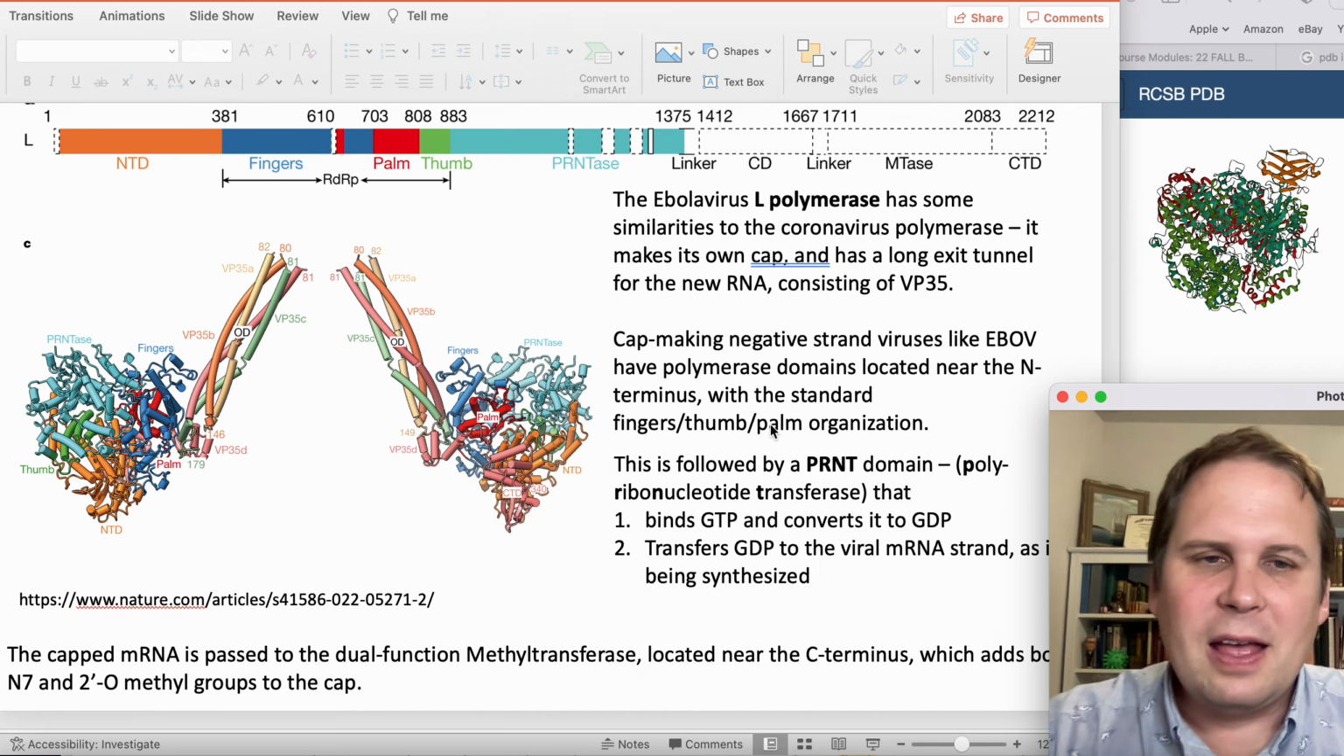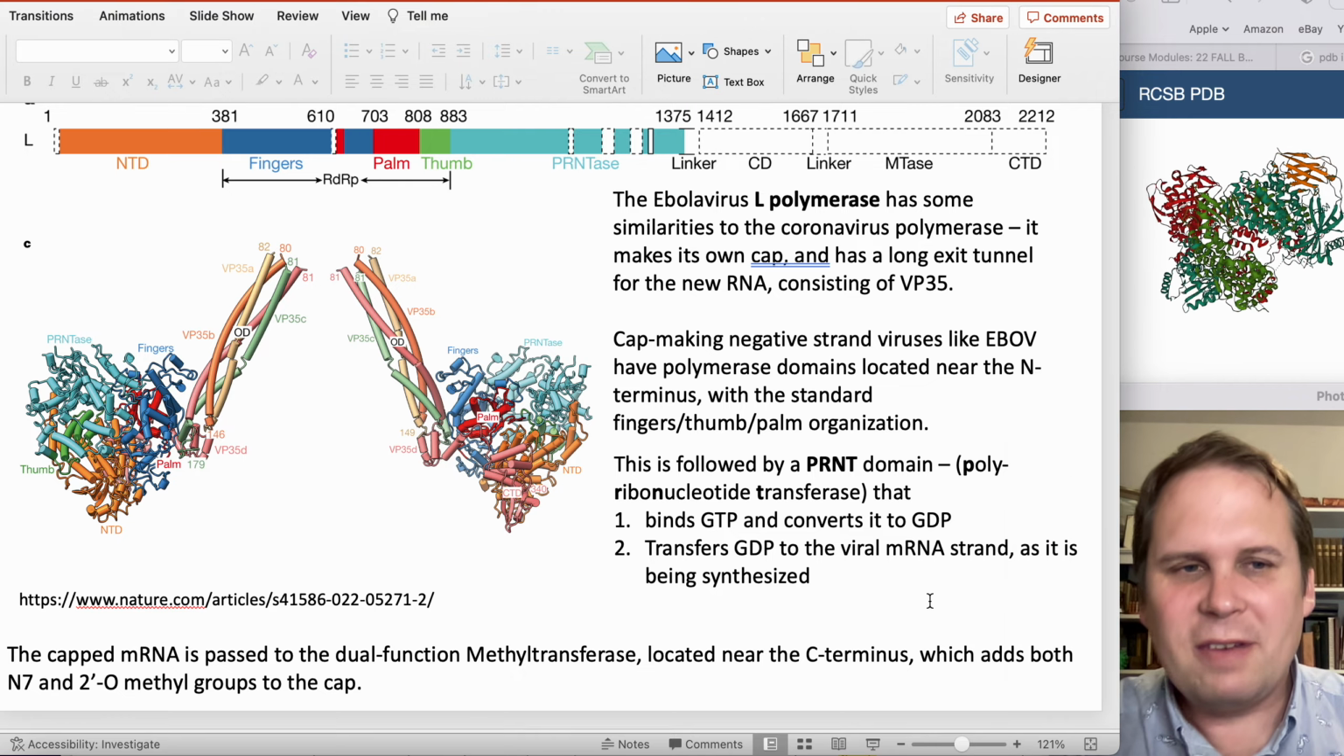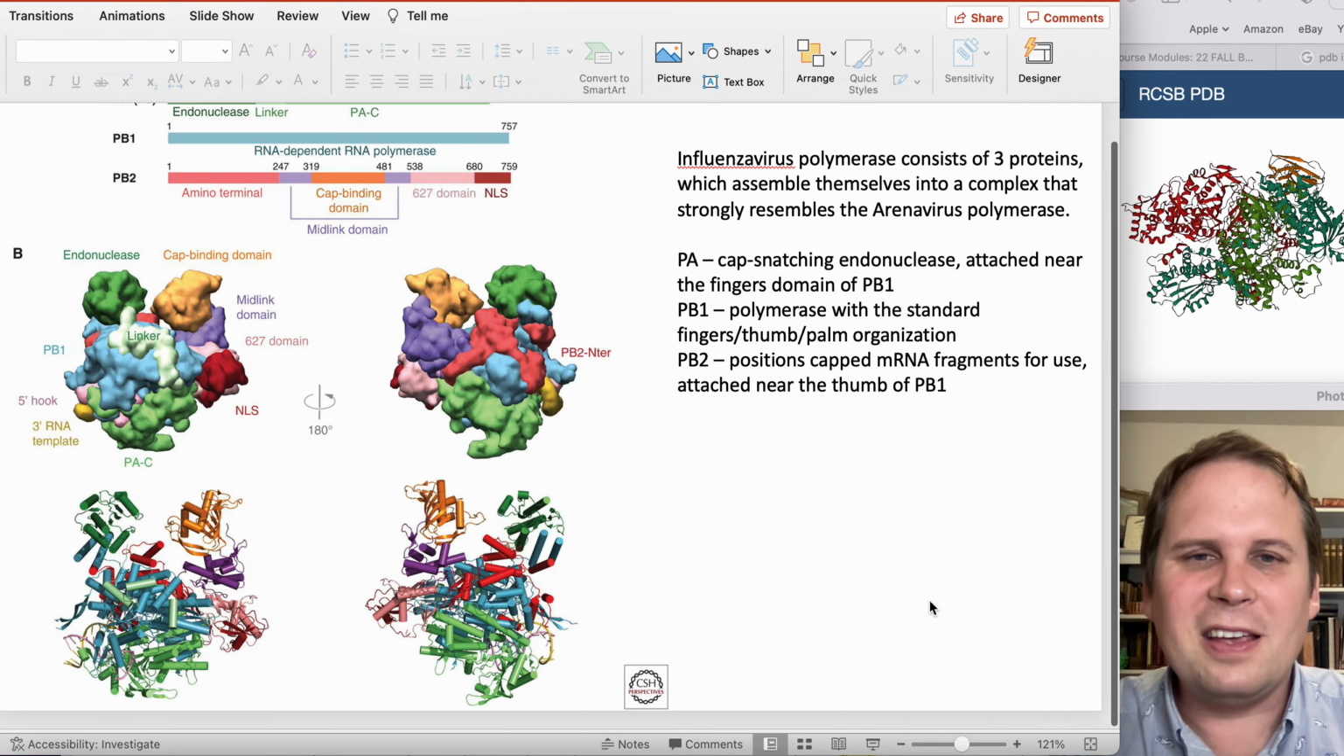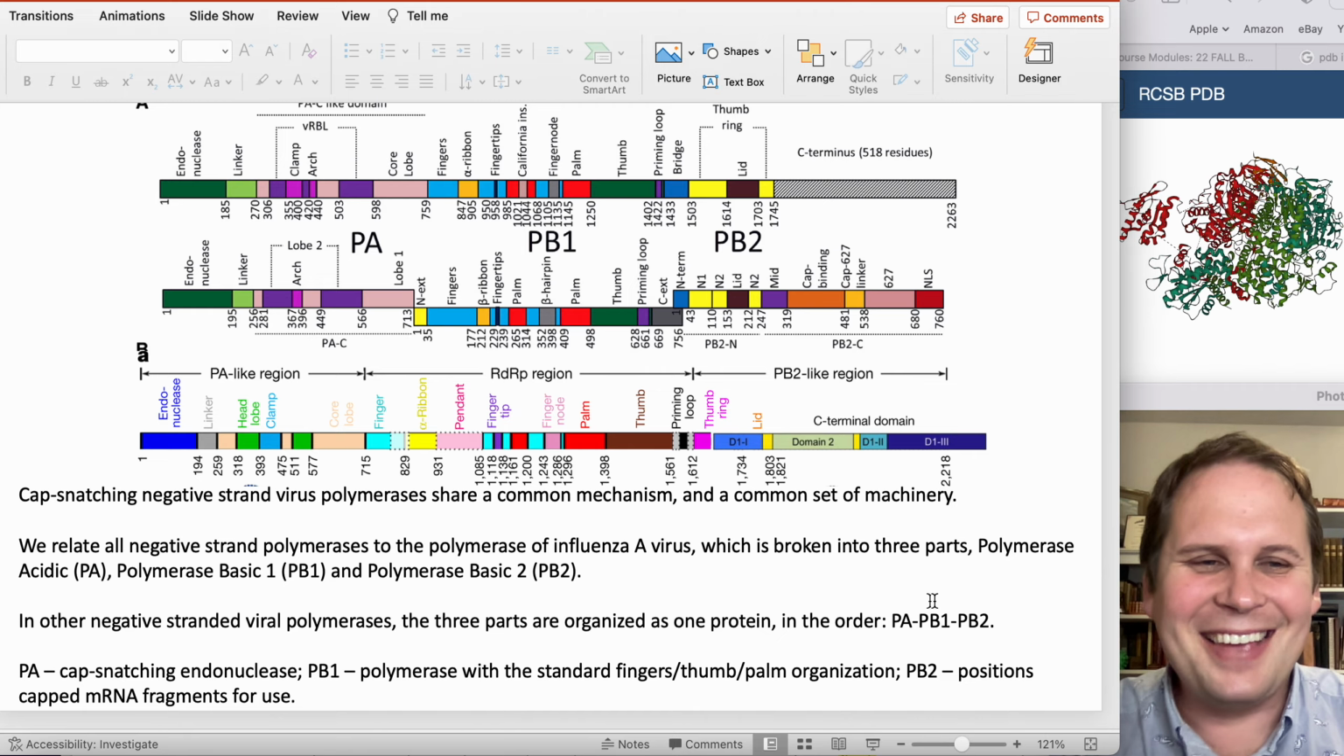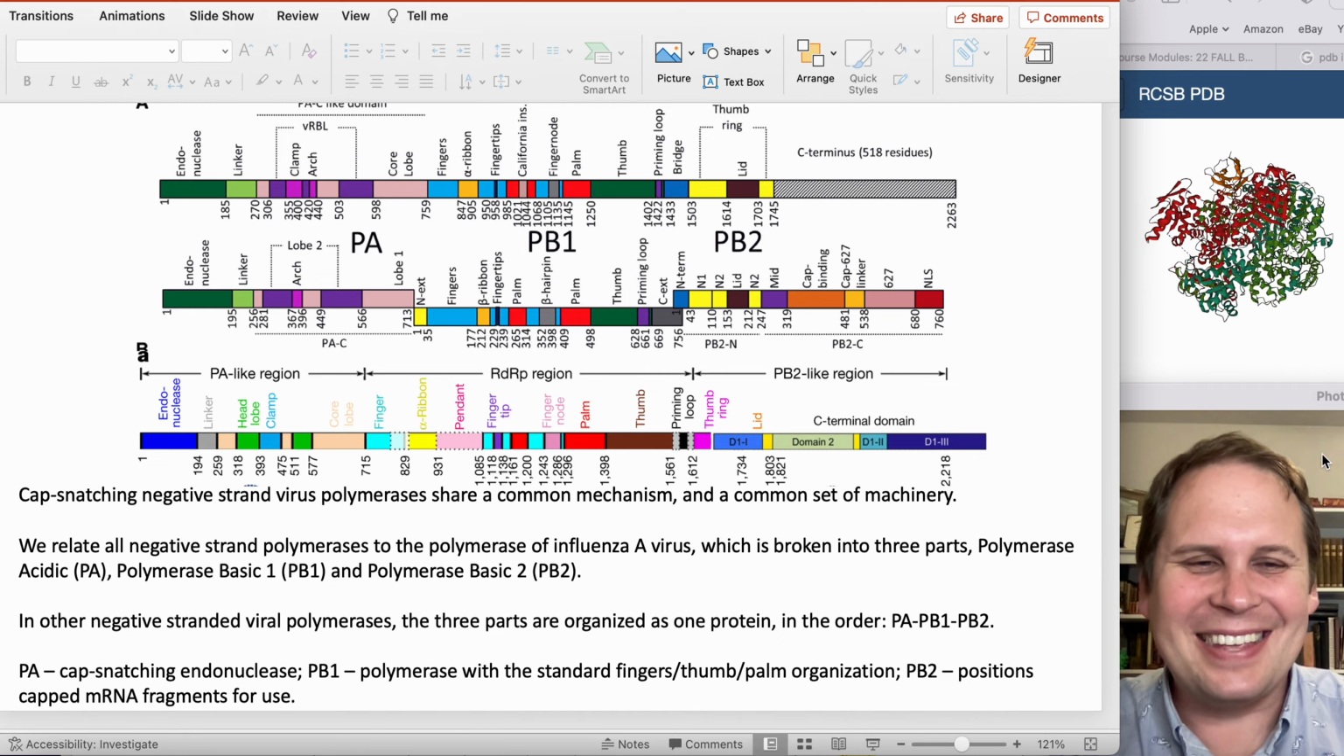So there you go. That's polymerases of negative strand viruses. A little comparative virology to get you through your day, because I know that's the sort of stuff that keeps you going, gets you fired up.